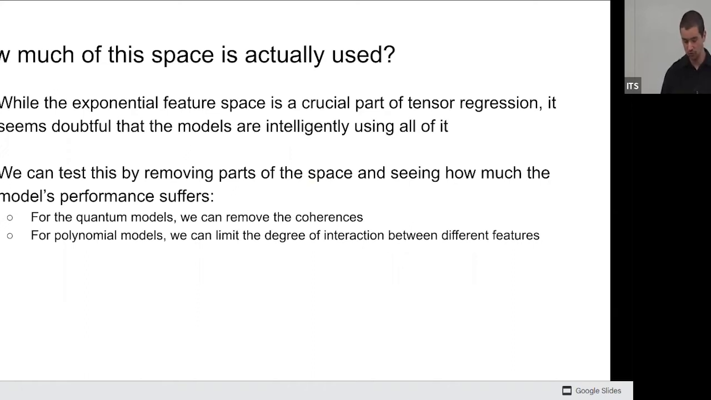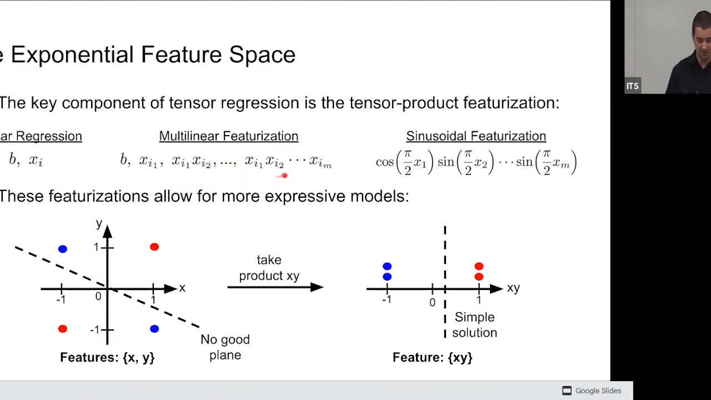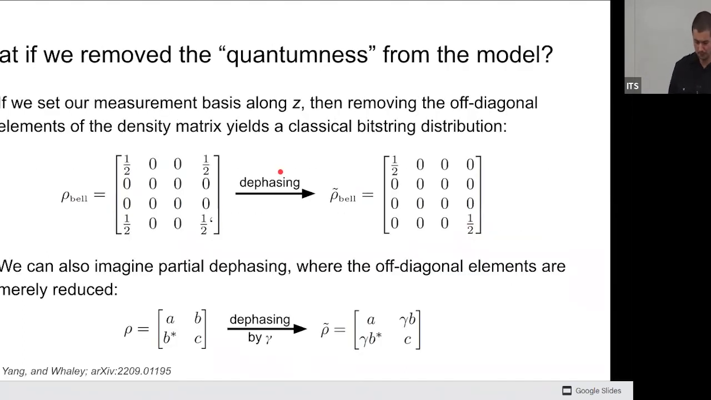And so I have two different works that probe this. One is a quantum one, which looks at what happens if you remove the coherence of the model, if you make it less quantum, and how much you actually lose in the performance of the model. The second one is if you remove some of these features of the space, how much performance do you lose in the model? So I'll start with the quantum one.